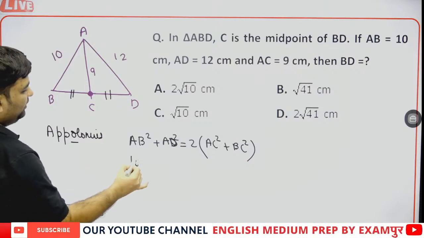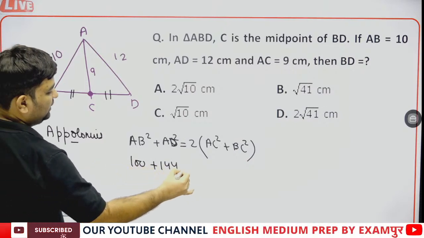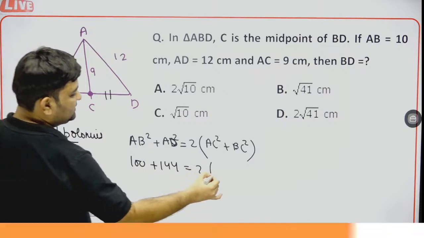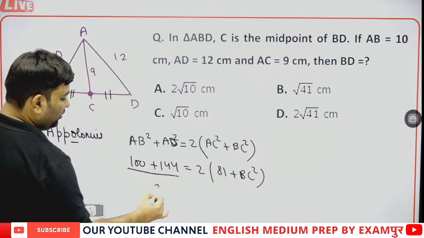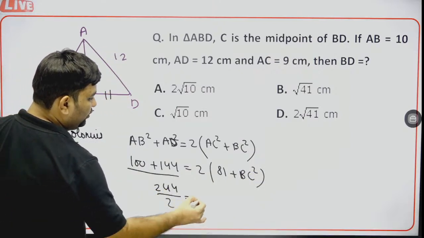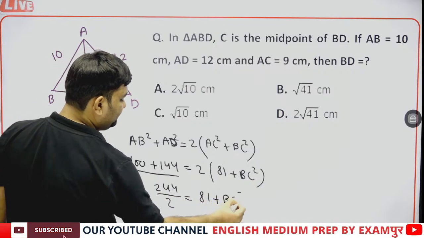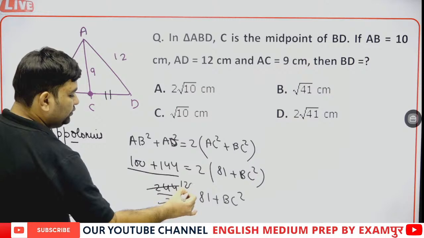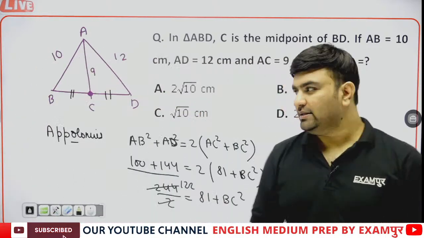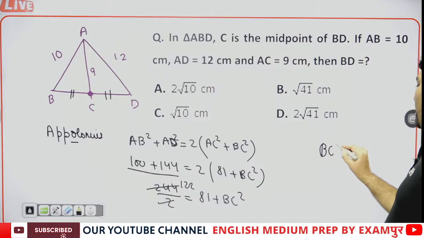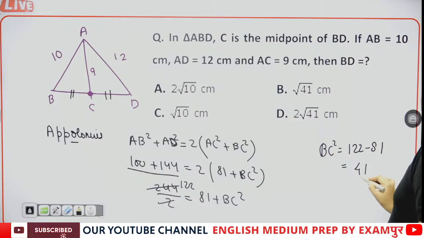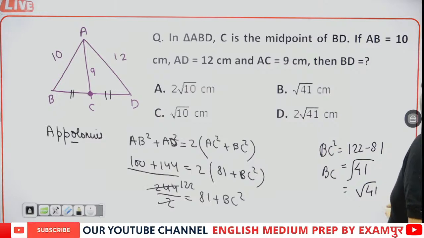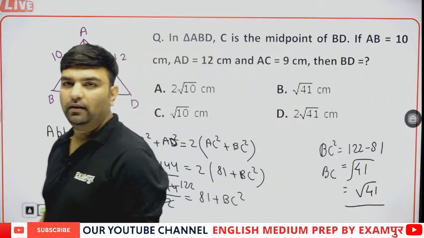AB is 10, square 100, AD is 12, square 144, is equal to 2 times AC 9 square, 81, plus BC square. So 244 divided by 2 is 122, equal to 81 plus BC square. BC square is 122 minus 81, which is 41. So BC is under root 41.